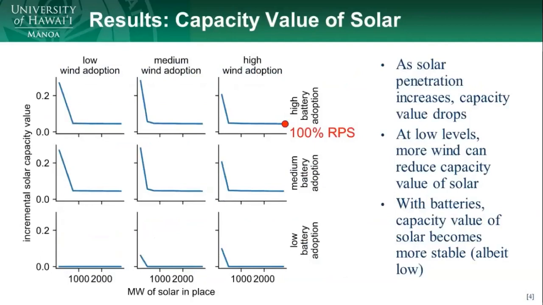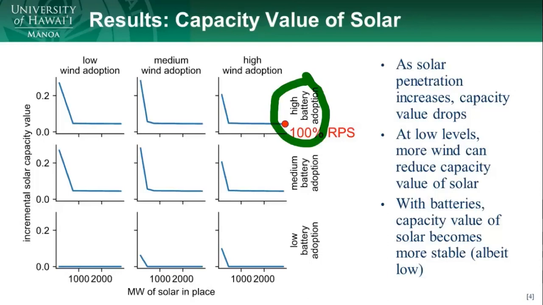So that's a surface over 3 dimensions, which is almost impossible to graph. So instead, I'm giving you a graph of graphs, and hopefully you'll be able to puzzle this out. Each of these graphs shows... I'll start at the top right. That's with high wind adoption, so it's the amount of wind you would want in 100% RPS, and the high battery adoption, which is the amount of batteries that you would want in 100% RPS.